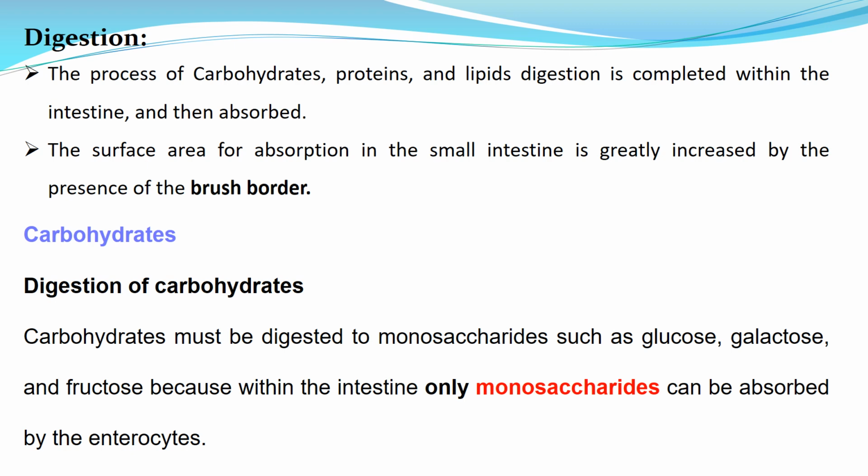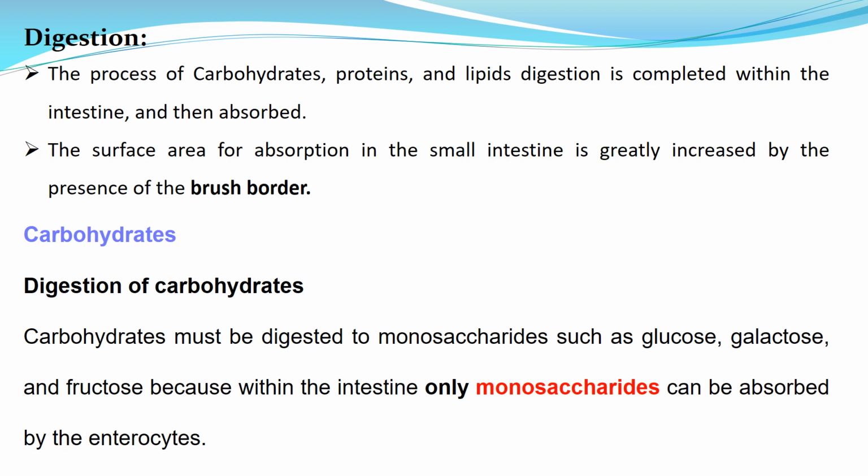What we explained is all about the GIT function. Now, what is the process of digestion? The process of digestion is a complex process through which carbohydrate, protein, polypeptide, and lipid molecules can be converted into what? Into simpler, absorbable molecules. So the digestion of carbohydrate, protein, and lipid is completed within the intestine, and then the process of absorption can start there.